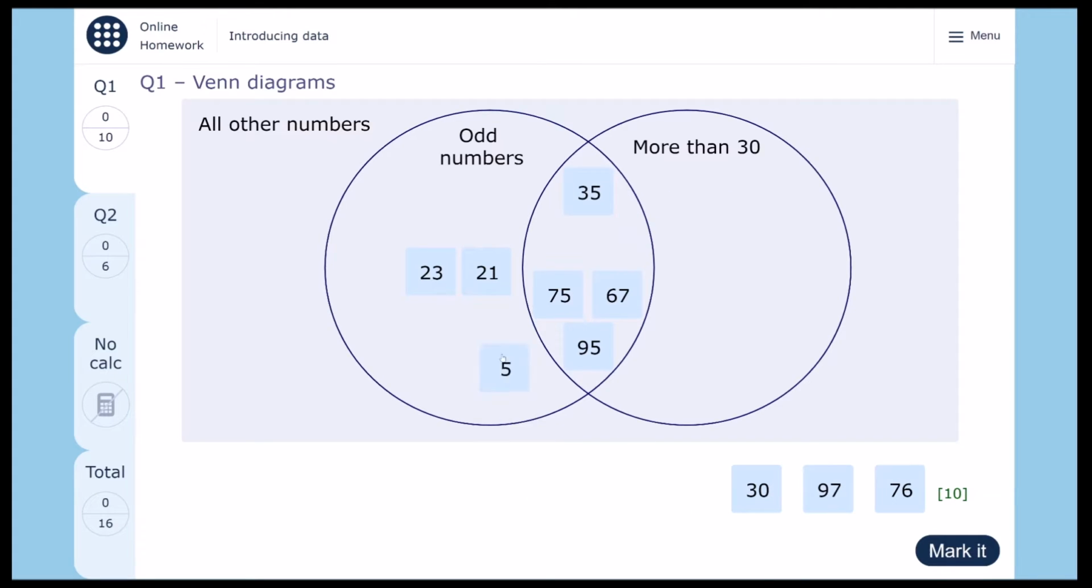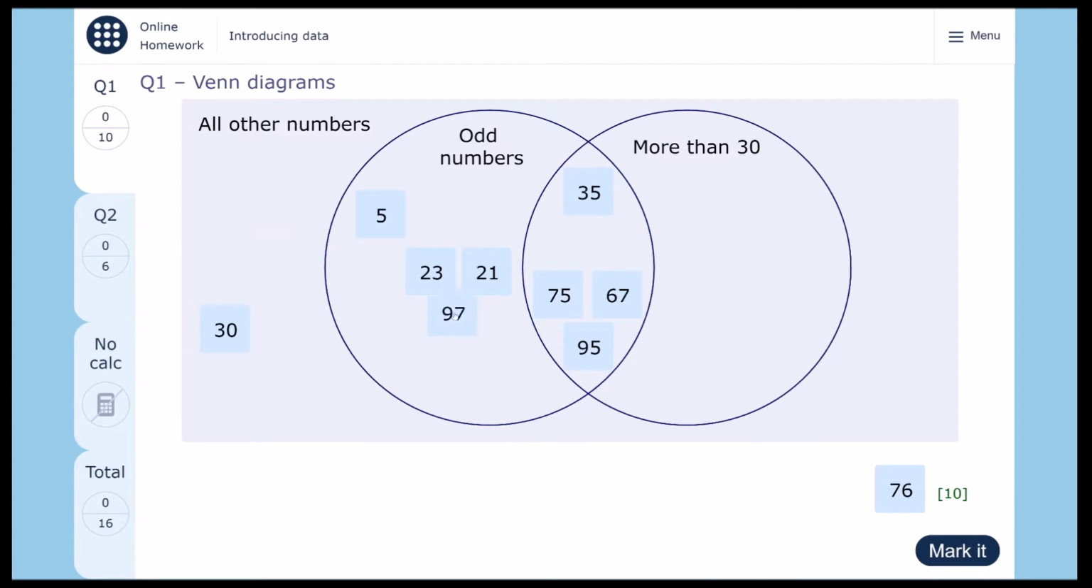The number 5 is odd but it's not more than 30, so I need to put it in the left hand side. The number 30 isn't odd and it's also not more than 30. It's equal to 30 but it's not more than 30, therefore I need to put it on the outside.